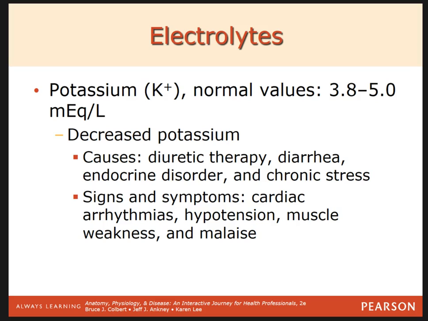Decreased potassium levels can be caused by diuretic therapy. Generally, with a diuretic, it pulls sodium and potassium, so it can deplete the potassium. Diarrhea, endocrine disorders, chronic stress can also cause a decrease in the potassium levels. Signs and symptoms can include, again, arrhythmias, hypotension, muscle weakness, and a general malaise.